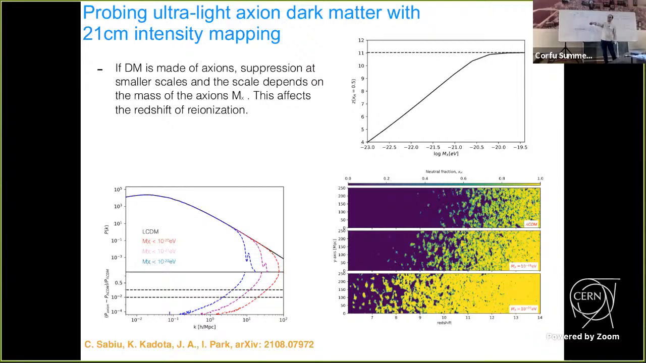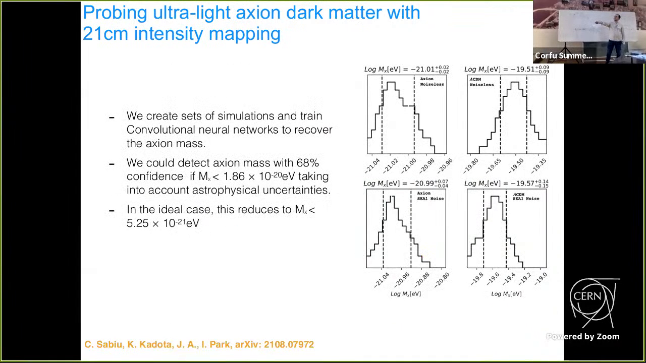There is a fun result, because, as you can see here, for the heavier ultralight axion, there is not that much difference with lambda CDM. So even when we have lambda CDM, we recover some mass of the axion. But what we found is that with 21 centimeter at SKA noise level, we will be able to detect this ultralight axion mass if it's smaller than 1.86 times 10 to the minus 20 electron volts. And if we have no systematics at all, it could be even smaller, so our sensitivity will be better.